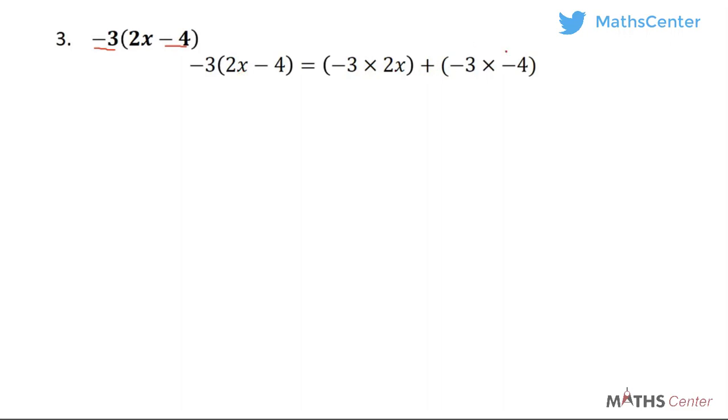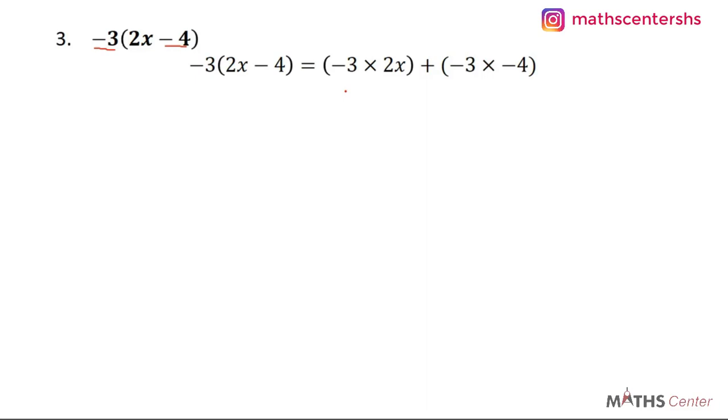Then plus, you open another bracket, minus 3 times what is here, which is minus 4. So we have distributed what is outside the bracket over what is inside the bracket. Now let's continue. Remember, we said that when negative multiplies positive, it's negative.